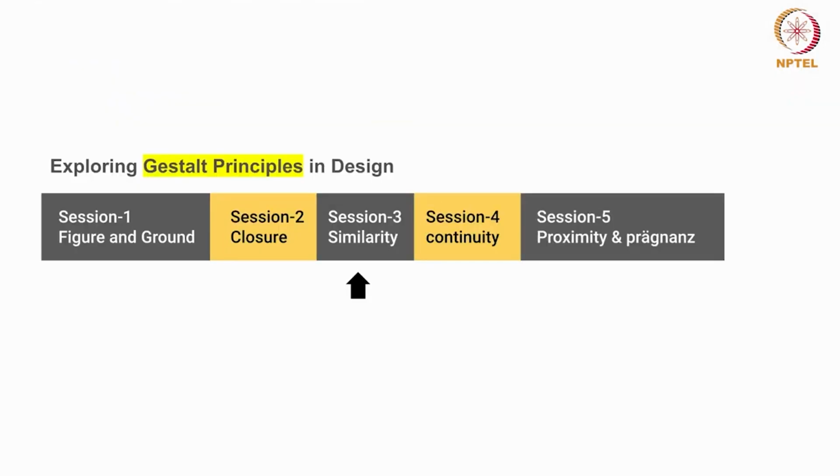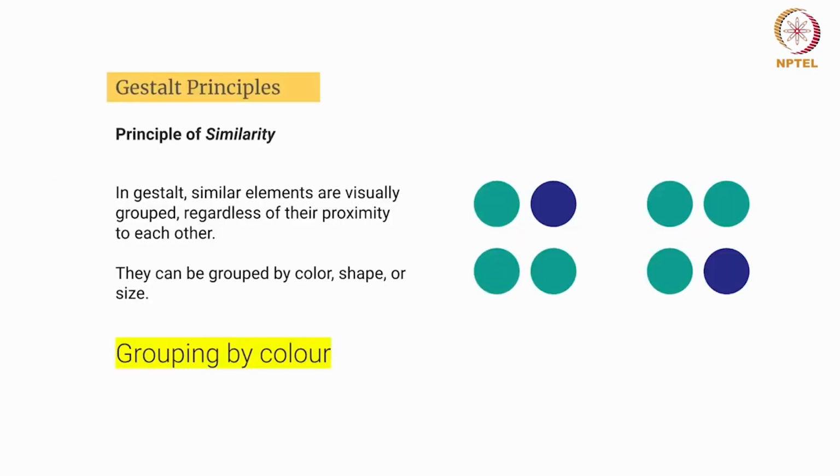So today in Session 3, we'll try to understand the Gestalt principle of similarity. So let's go through that. If you see this slide, in Gestalt's principle of similarity, similar elements are visually grouped regardless of their proximity to each other. So they can be grouped by color, shape, or size.